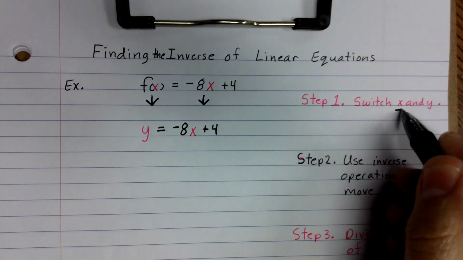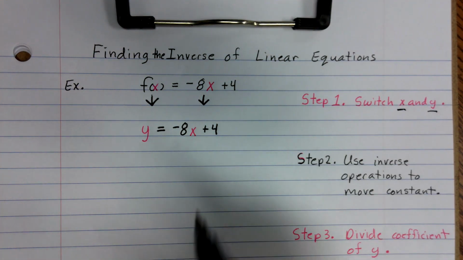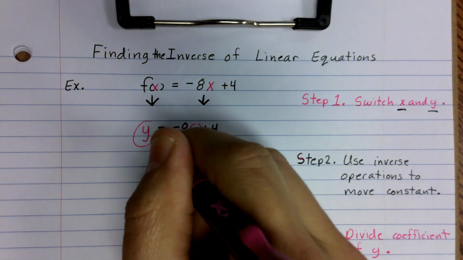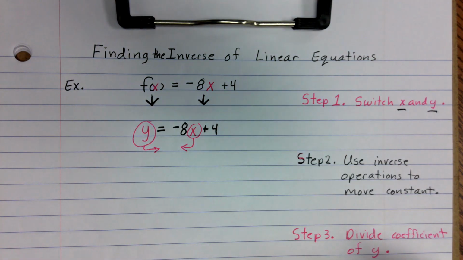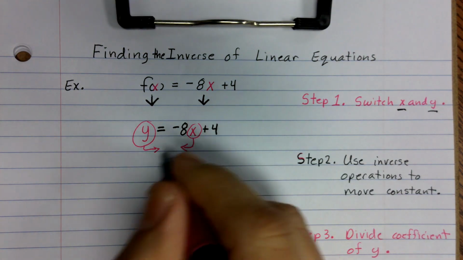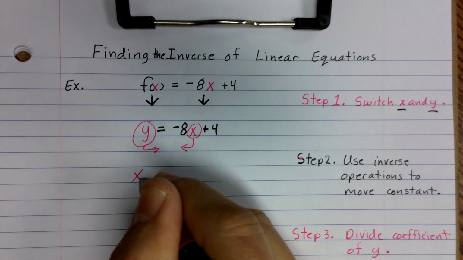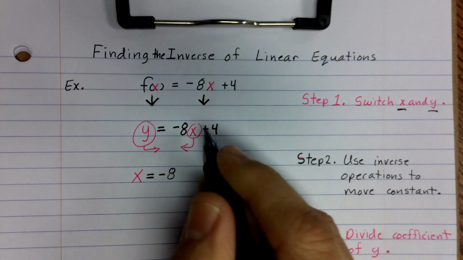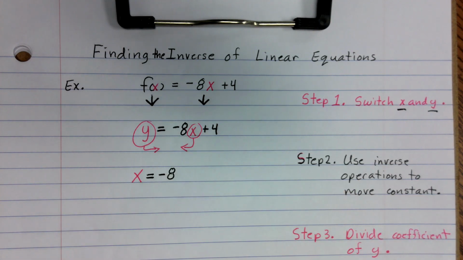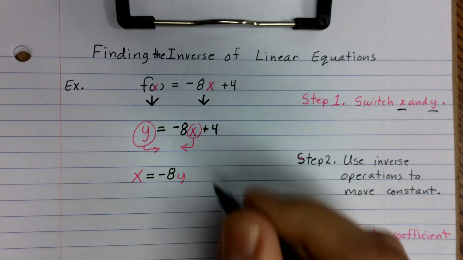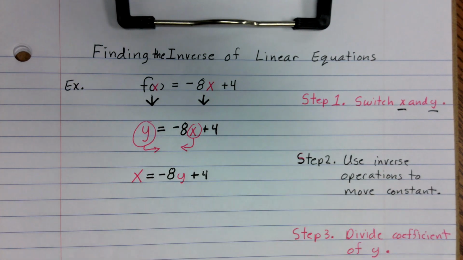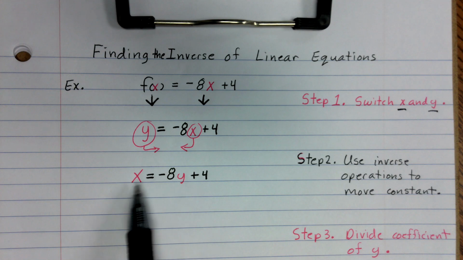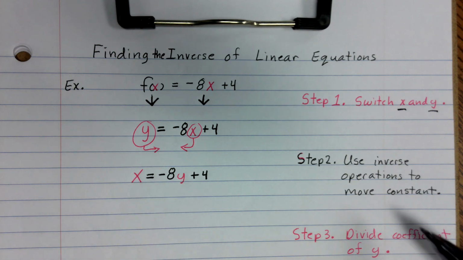So now I'm ready to go ahead and switch the x and the y. So I'm going to circle it. The x is going to move over to the left where the y is, and the y is going to move over to the right in the position of the x. So let me show you what I mean by that. I'm going to put an x over here. Instead of y equals, it's now x equals. And we have negative 8, and instead of x, I'm going to put the y right there in its place, plus 4. So now you can clearly see that I have rewritten this function with the x and the y swapped. So now we're ready for step 2.